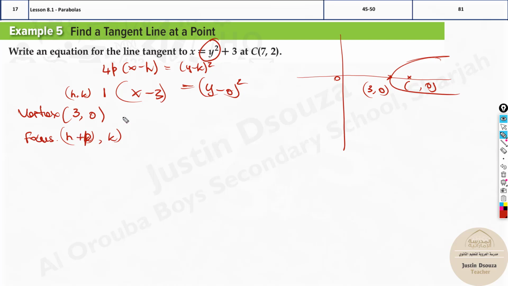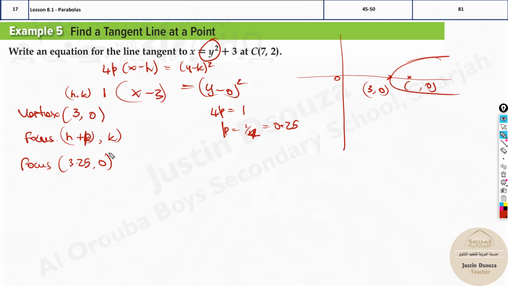Okay. See this 4p, right? That one. So now let's find the p. 4p is equal to how much? There's nothing over here, that means it's 1. p is 1/4, or a quarter. So 1/4, or you can write it as 0.25. And what else now? If I know p, I can solve for the focus. Focus is equal to, say h is 3, 3 plus 0.25 is 3.25, 0, because the k value doesn't change. So this is the focus.